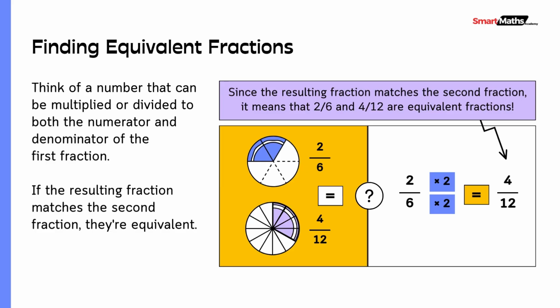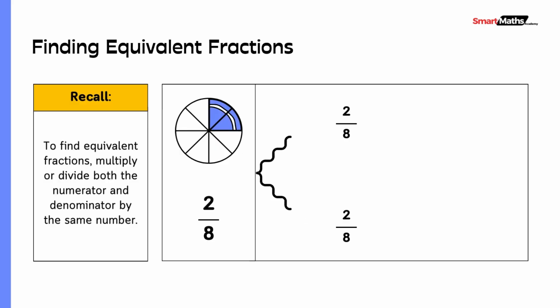Now the next is to look at another example. We have this example here, right? The question says, find an equivalent fraction of 2 over 8. Either we multiply by 2 or multiply by 3, and see whatever we get will give us an equivalent fraction. So to find equivalent fractions, you multiply or divide both the numerator and denominator by the same number.